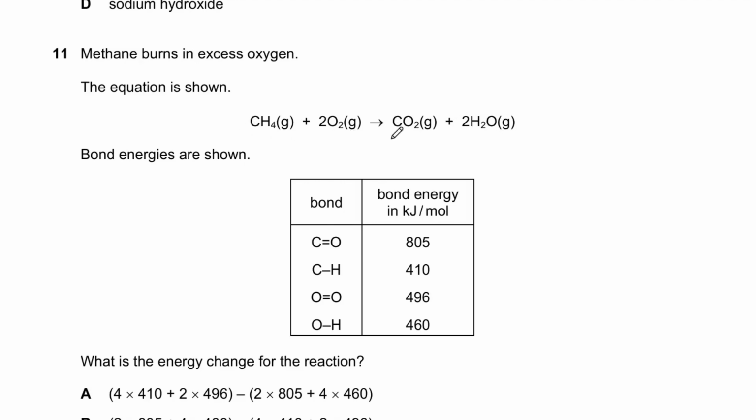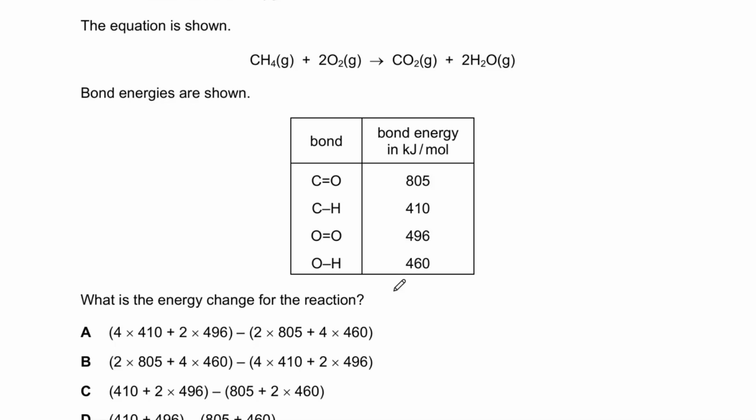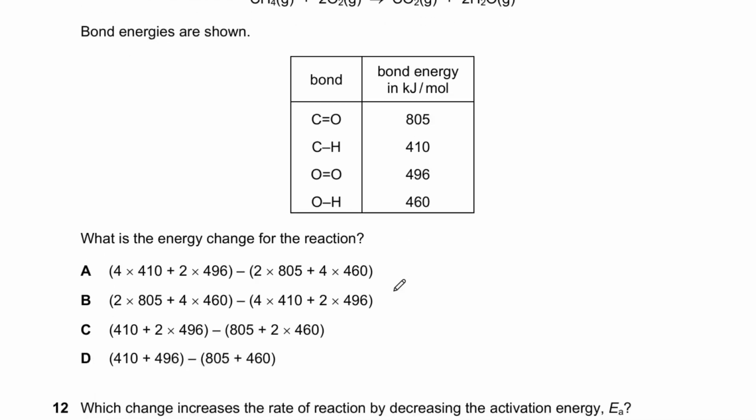The equation of the reaction is this. Bond energies are shown. These are the bond energy. So which is the energy change for the reaction? How to solve this? Energy change is equal to energy of bonds broken minus energy of bonds formed. So bonds broken are the reactant. So let's look at it.